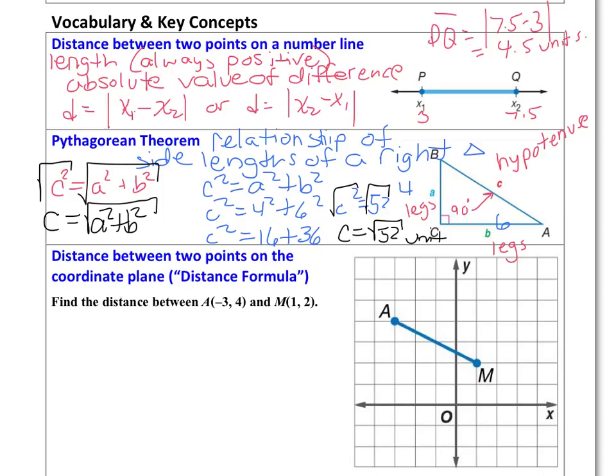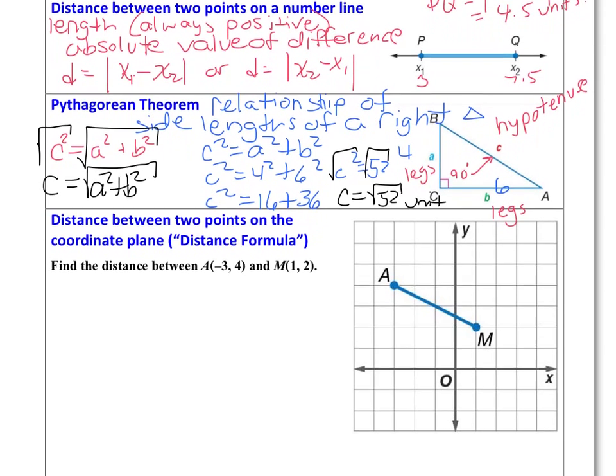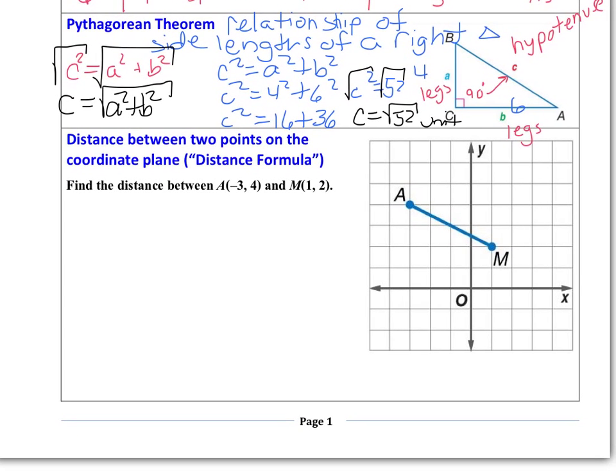Now, why did I talk about the Pythagorean Theorem? Well, the reason I bring that up is because that is what is at play here when we try to find the distance between 2 points in a two-dimensional surface such as the x and y coordinate plane. So let's take a look at this problem. We want to find the distance between point A and point M, which are located such that they make a non-vertical, non-horizontal line here on the coordinate plane.